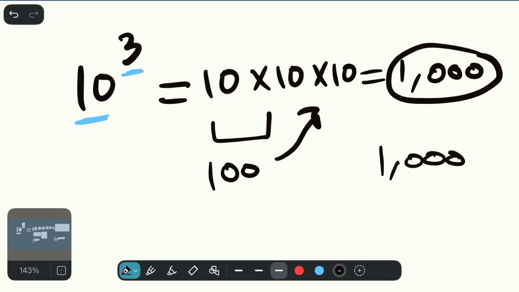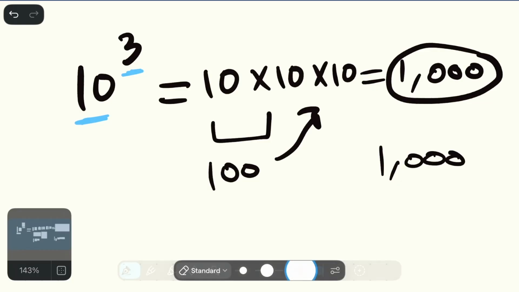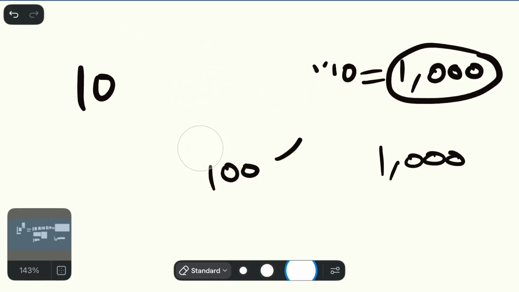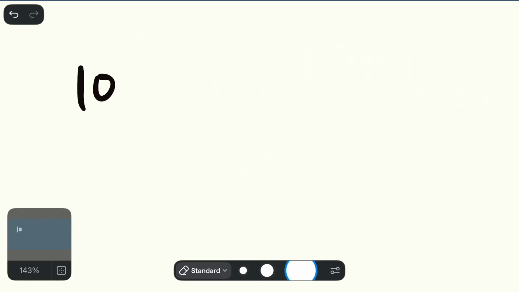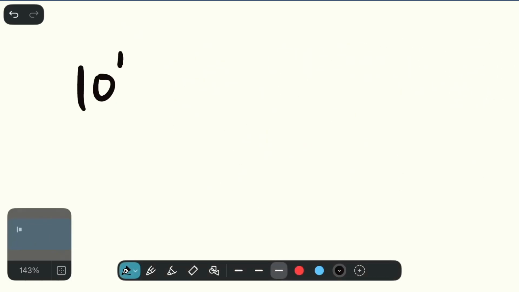So again, the exponent tells us it's a multiplication problem. That's really helpful. Now let's try another one. What about if I change the exponent to a higher number? I don't think we've done this one before. So what about 10 to the fourth power? What would that look like? Go ahead and take a second, think about what the exponent is telling us, and let's write out our equation.